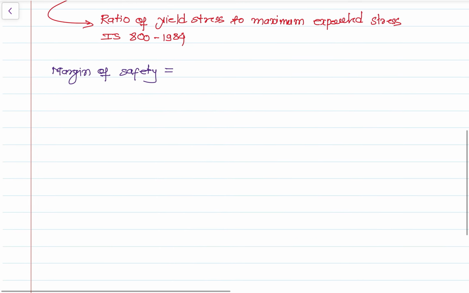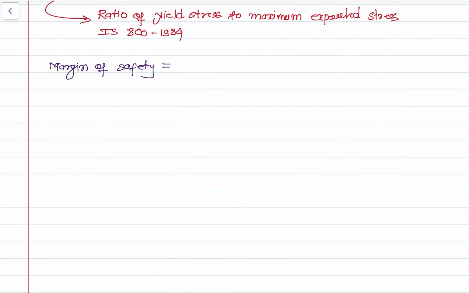So in this situation, the margin of safety is calculated as the failure load, at which your structure will fail, divided by the design load you have used, and then you subtract 1. So failure load upon design load, which is also the factor of safety, minus 1.